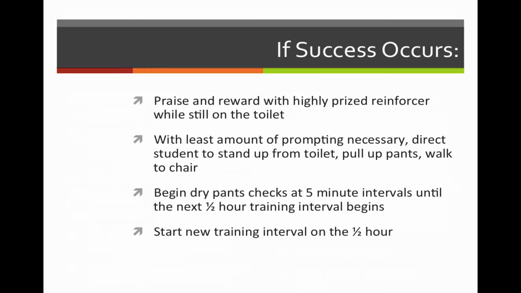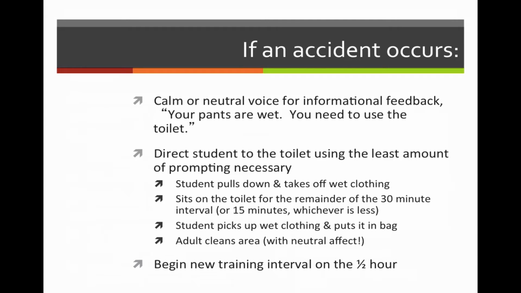It seems intense, but keep in mind, if these kids did not need intense direction, they would have toilet trained by themselves already under natural circumstances. So these kids need this intensity.